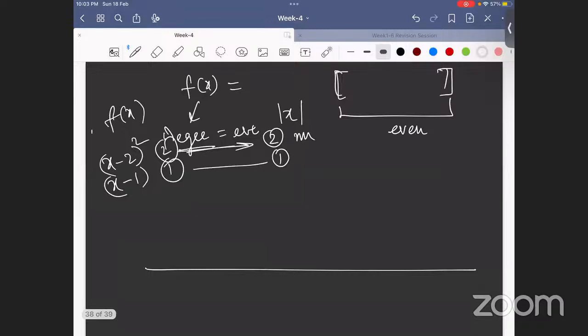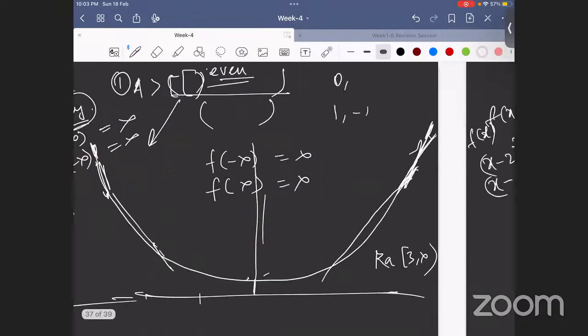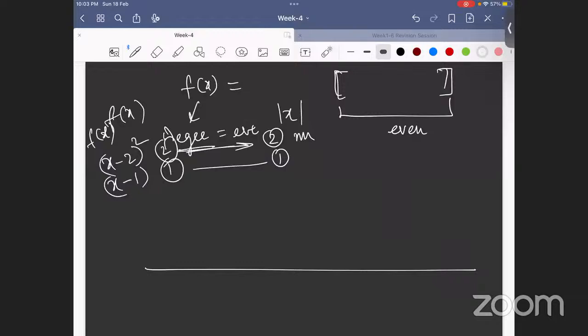Whenever you put x equals infinite in f(x), what do you get? If you are not remembering anything else of what I have discussed here, just put x equals infinite. What are you getting? You'll get an infinite value, right?